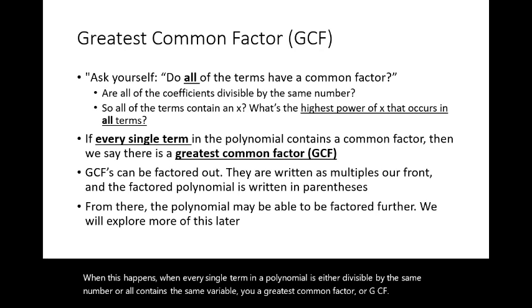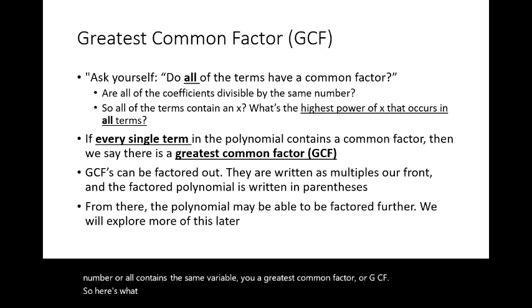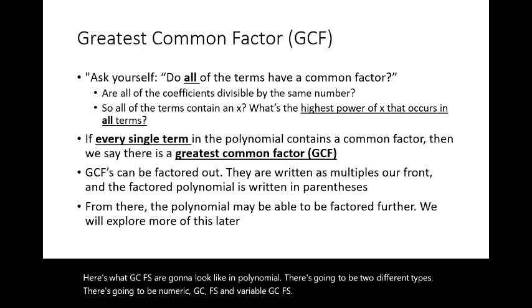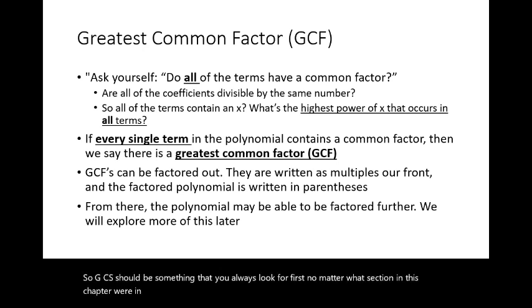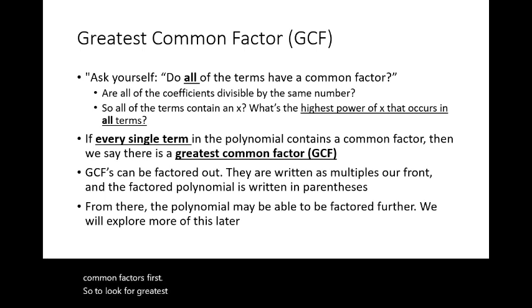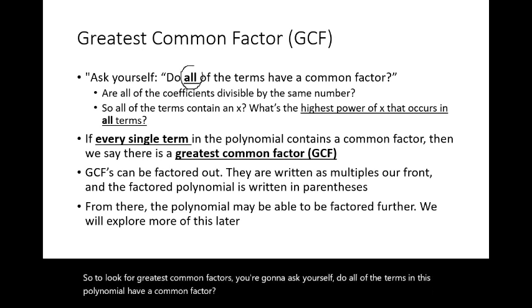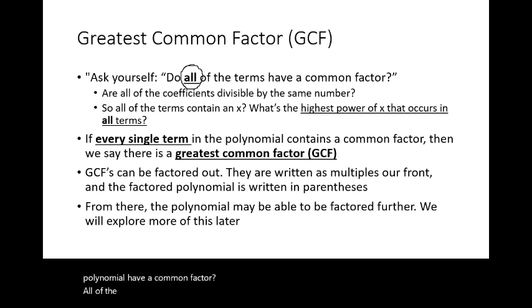So here's what GCFs are going to look like in polynomials. There's going to be two different types: numeric GCFs and variable GCFs. GCF should be something that you always look for first. No matter what section in this chapter we're in, no matter what we're doing, you should always take a look for greatest common factors first. To look for greatest common factors, you're going to ask yourself, do all of the terms in this polynomial have a common factor? All of the terms, without exception.